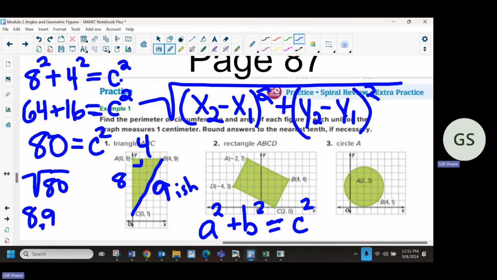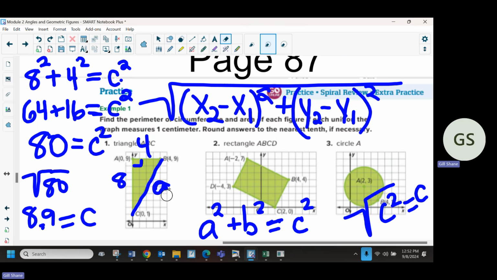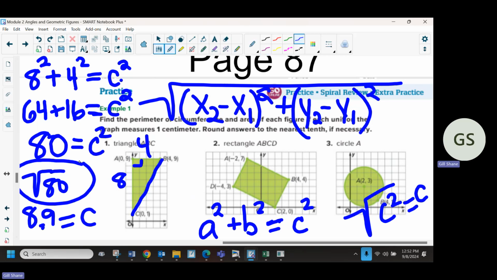So again, this goes back to algebra: the square root of c squared is just c. So that gets me down to just c, and that's what I want. So now I know this side over here. Again, I don't have a calculator. If you want to get the exact number, you can. I don't care where you round, you just need to show me. This is what I'm mainly looking for when I grade. So we'll just say 8.9.